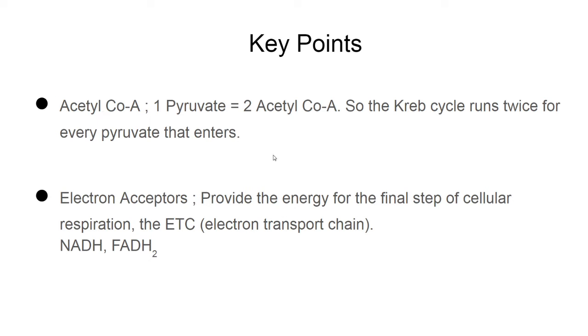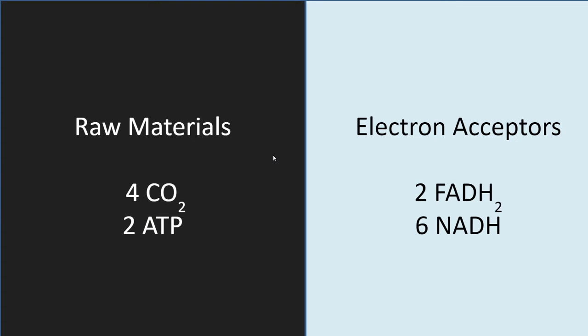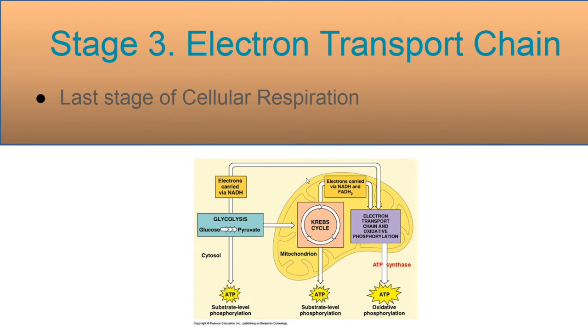Got our key terms. Hopefully you guys remember them. This is the raw materials that come out at the end. They go off. And then the electron acceptors that are going to stick around and move on to our next stage. And that is the electron transport chain. Now remember, glycolysis happened out here in the cytoplasm. Krebs cycle and electron transport chain have to happen inside the mitochondria.